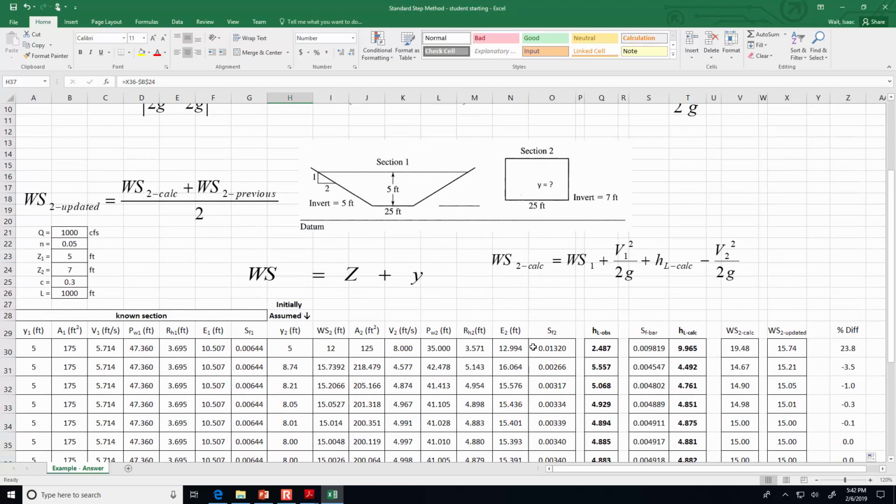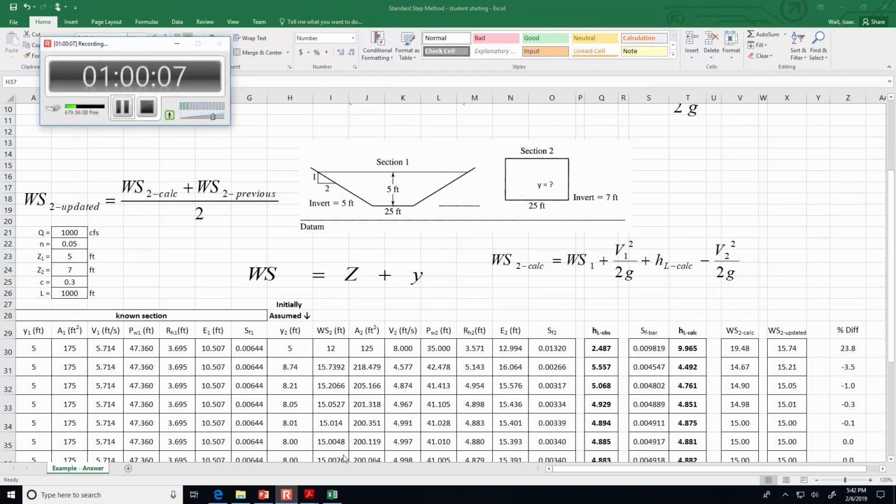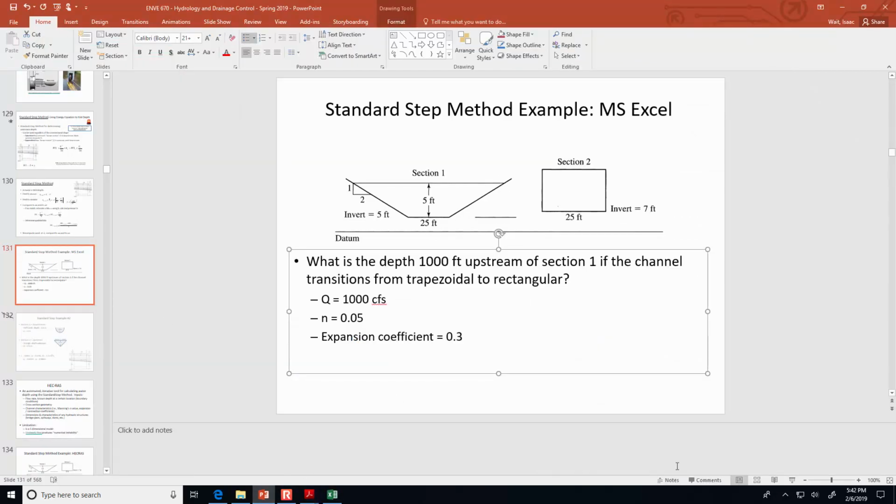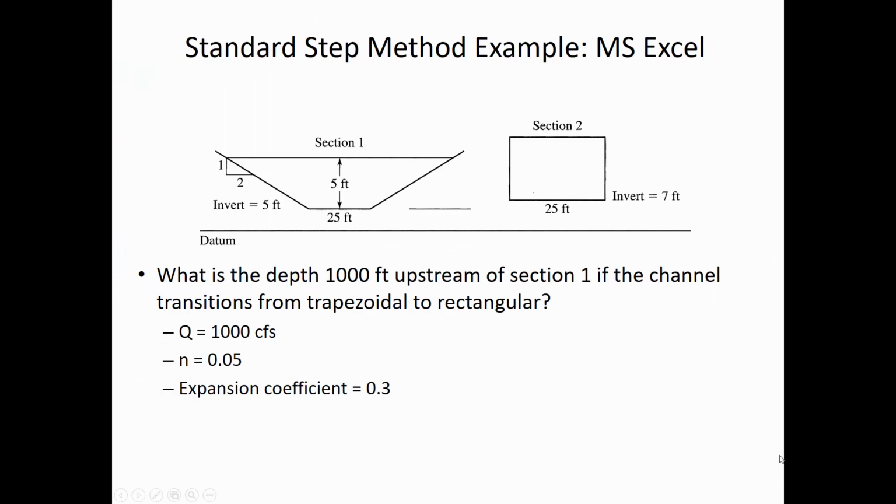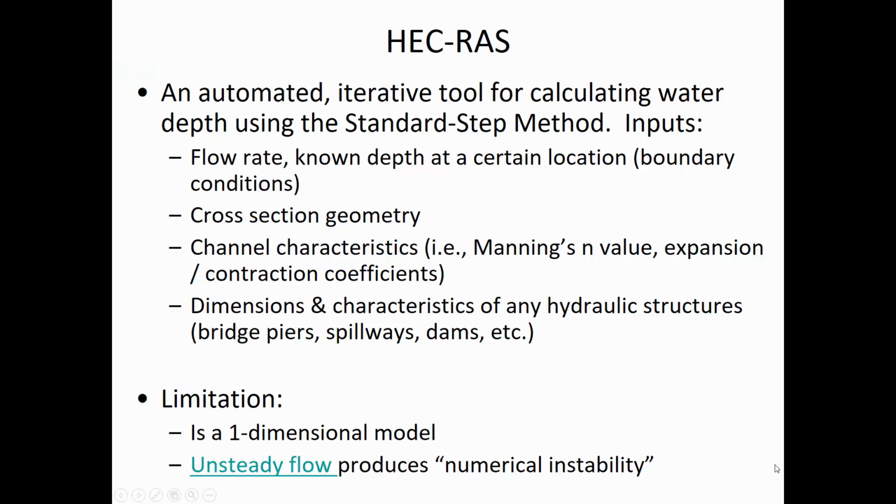What we just did would be really hard to do for a river. Think about how complicated a river is, and it's constantly changing width, and the bottom is irregular. We only had 2 sections here, and we assumed a perfect transition between the two. And so HEC-RAS is a way for us to use those same calculations. The math behind it is the same, but HEC-RAS is automated and iterative, and so we can use the standard step method in a much more user-friendly way.